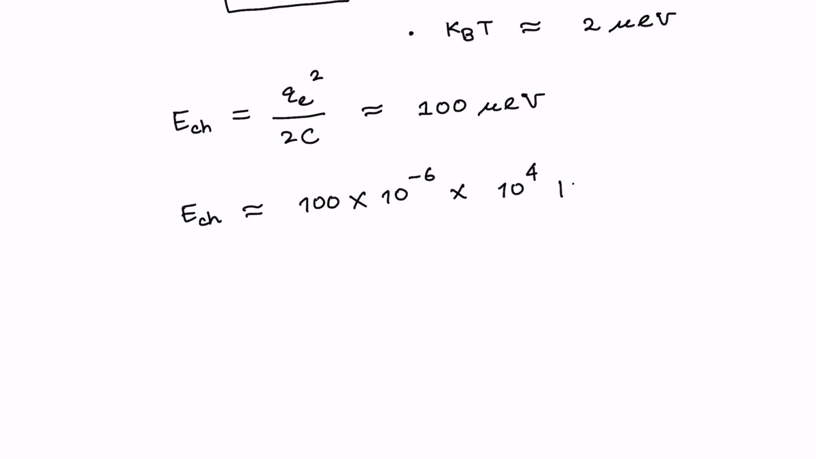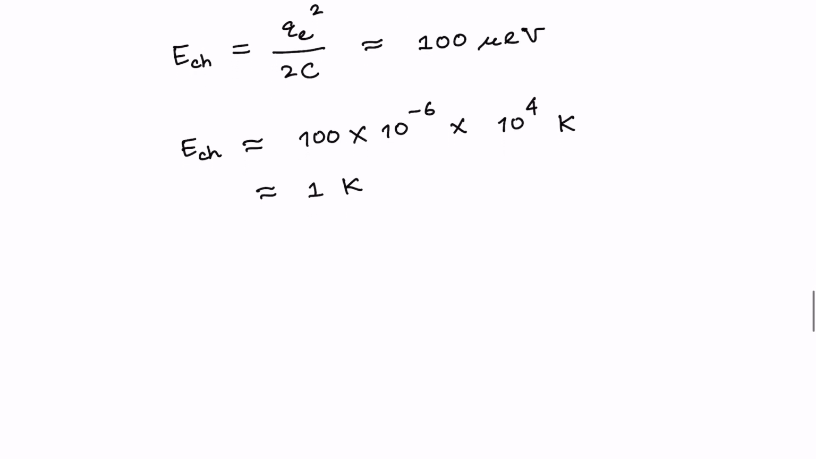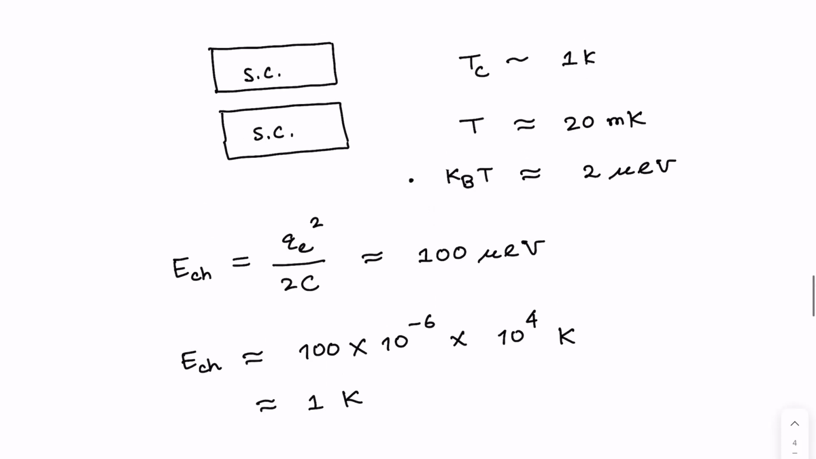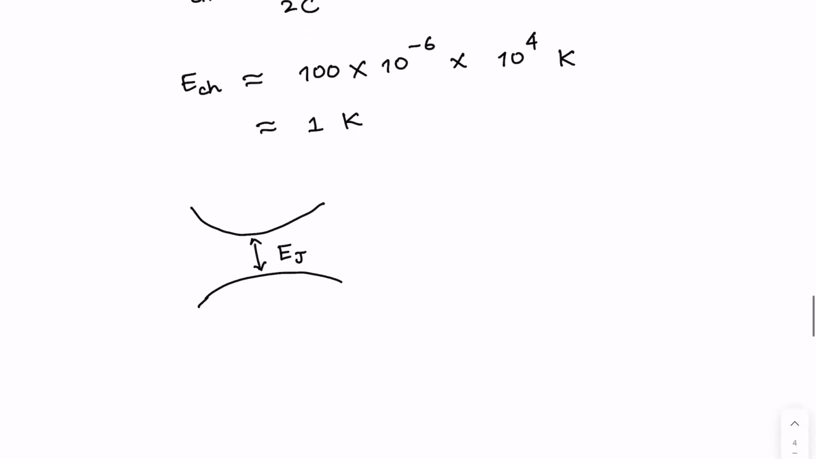So in terms of Kelvin, the charging energy is going to be around 1 Kelvin, as you can see. All right, so now the ground state and the excited state are separated by the Josephson energy EJ, and this separation, if you really want to have a quantum system, must be greater than the thermal energy, which is around 2 micro electron volt in the case of this aluminum Cooper pair box.